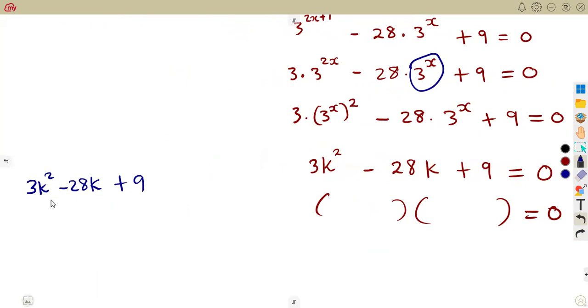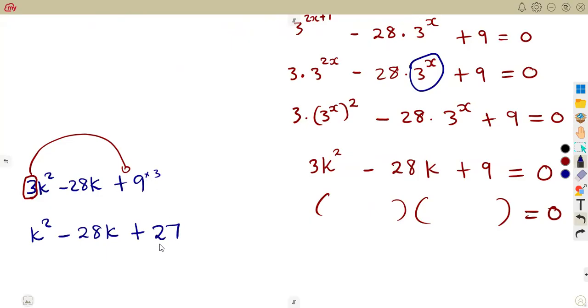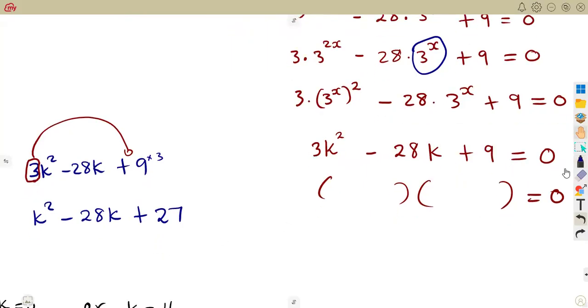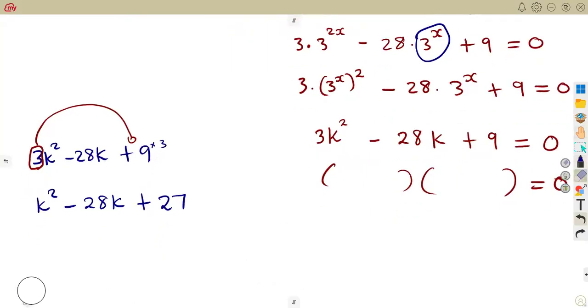As we can see, we can't divide by 3. We cannot reduce this one. So using the cheat method, we take the 3, because the coefficient here is complicating everything. So we are going to multiply the last number by 3. So it is going to be k squared minus 28k plus 9 times, remember, you multiply by 3. 9 times 3 is what? 27.